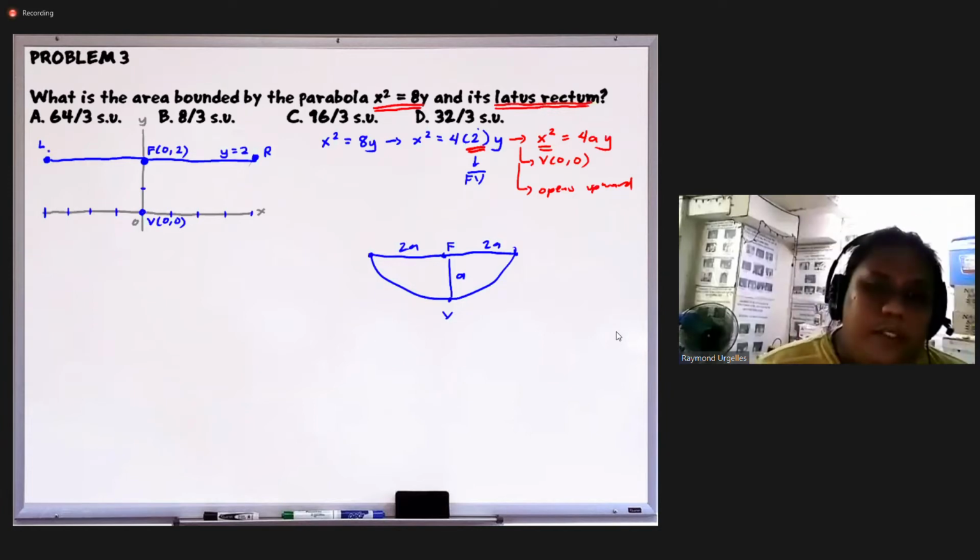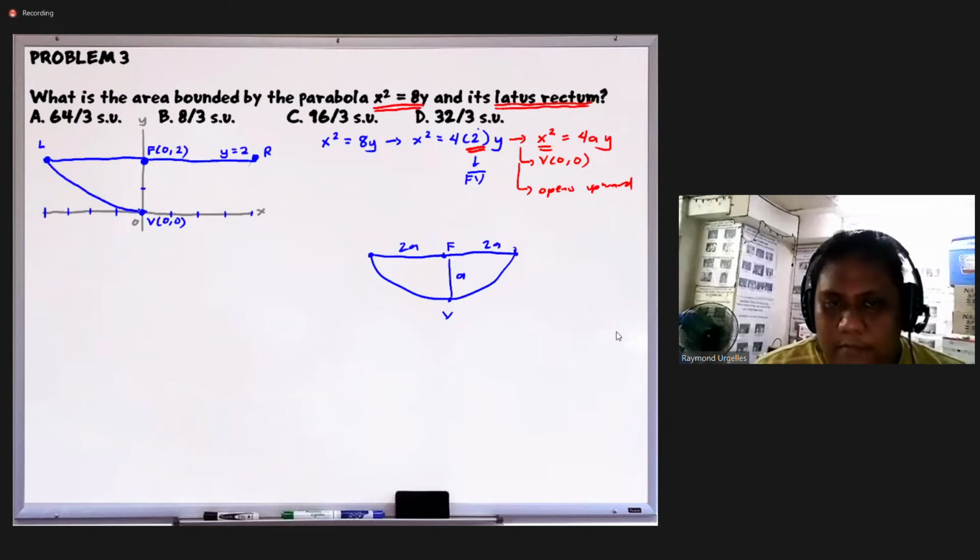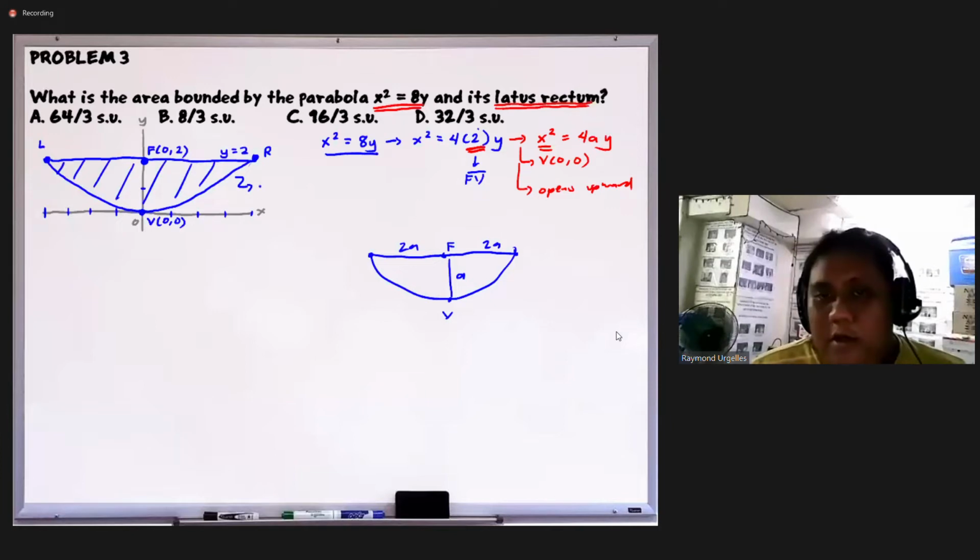Therefore, these two endpoints are on the parabola. Ibig sabihin, ito yung parabola na hinahanap natin. Sa vertex, dapat mag-change siya ng direction: kanina pababa, pagdating dito, pataas naman siya. Ito yung area na gusto natin i-solve. Itong parabola na to is given by this equation. I-rewrite na lang natin as y is equal to x squared over 8.